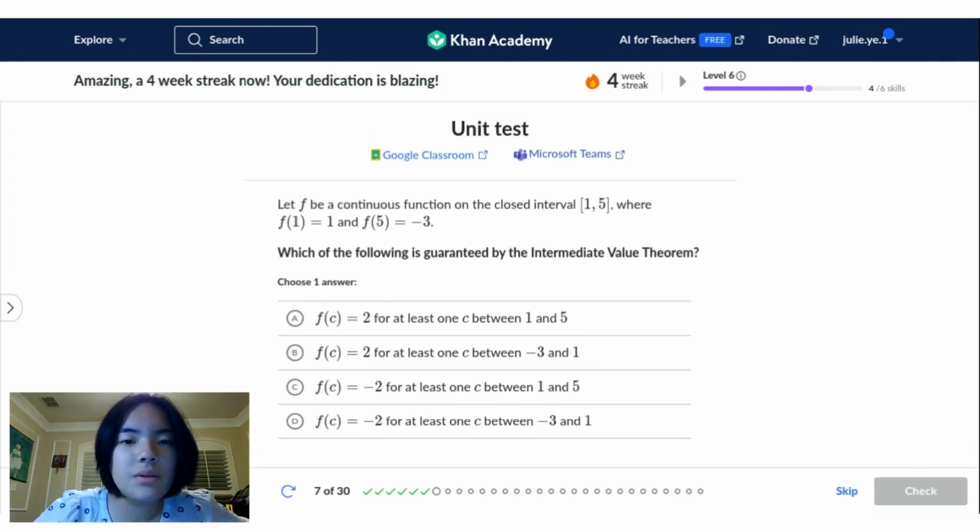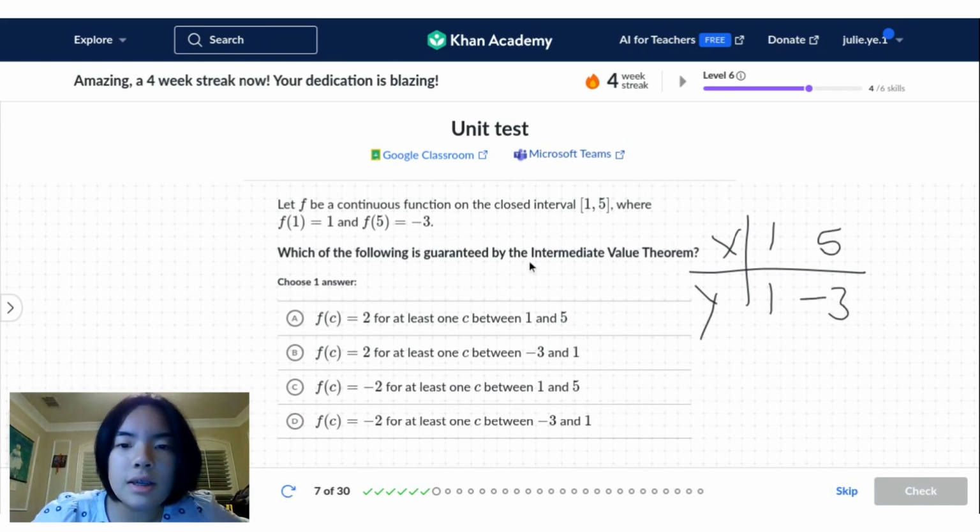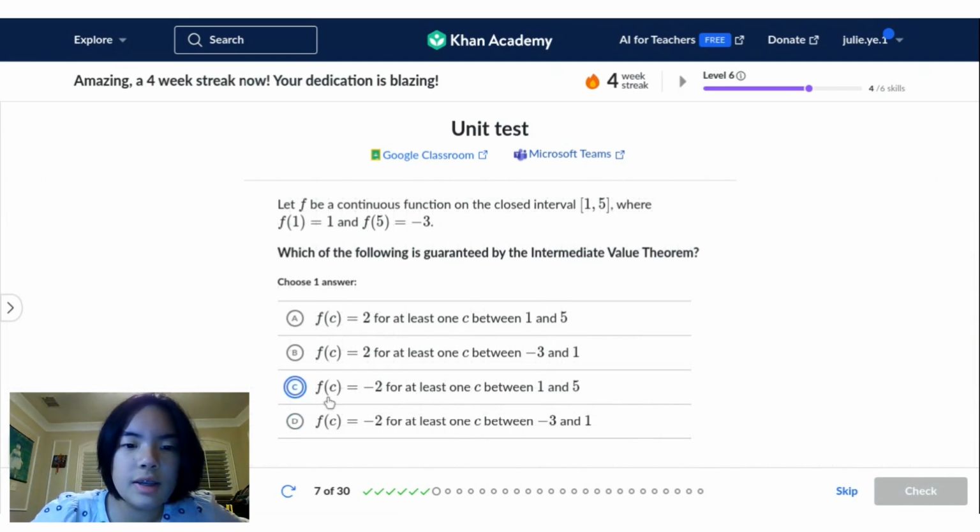Let f be a continuous function on the closed interval 1 to 5, where f of 1 equals 1 and f of 5 equals -3. Let's put that into a table so that I can read it easier. 1 is 1, 5 is -3. Which of the following is guaranteed by IVT? f of c equals 2. That won't be guaranteed because it's not between -3 and 1. It'll probably be either C or D. Between 1 to 5, it is C.